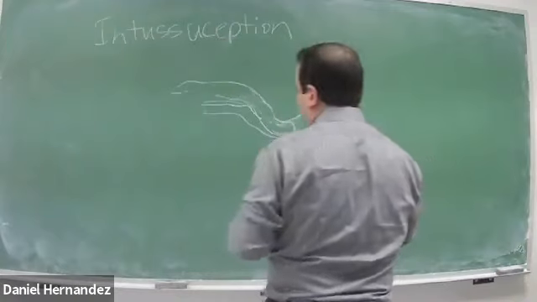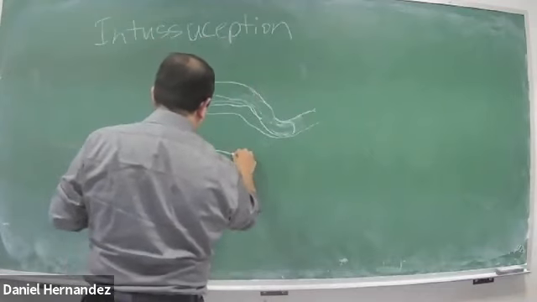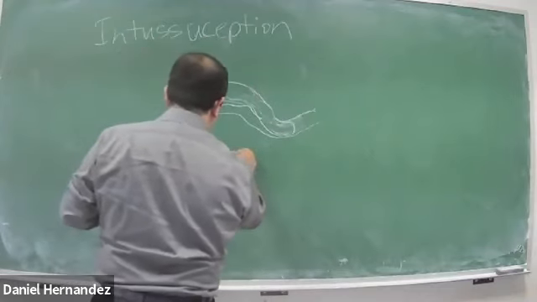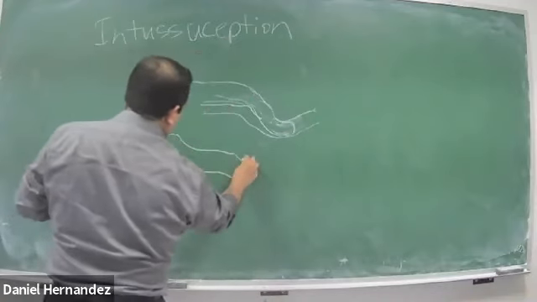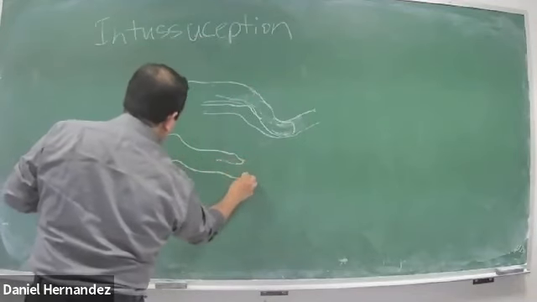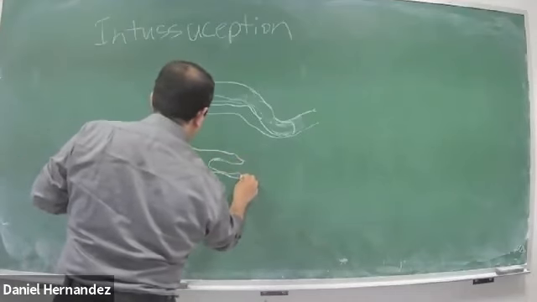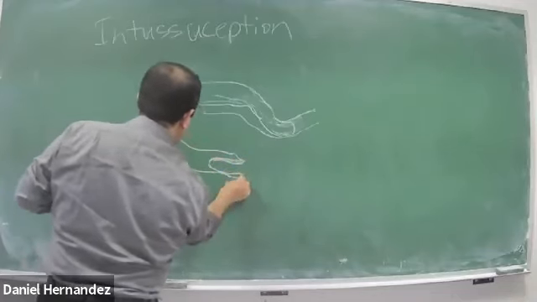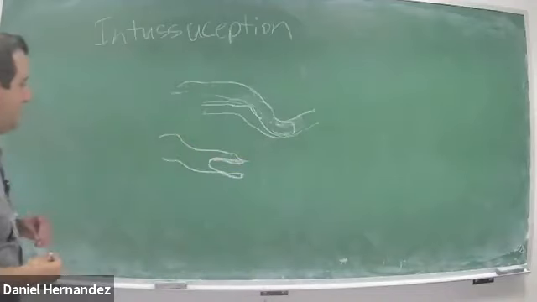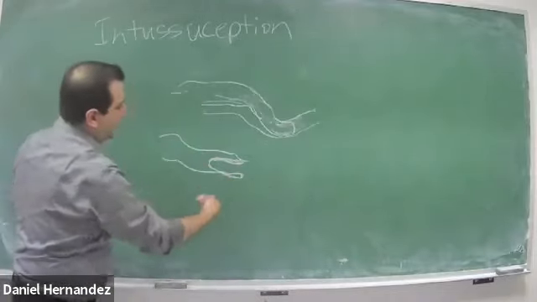You can also have, say, that same loop of bowel, the more proximal portion or this segment of it kind of like involutes in and starts prolapsing inward. So kind of folds in on itself. It's another way an intussusception can form. So again, you get like this telescoping.